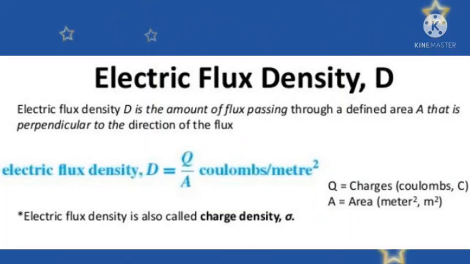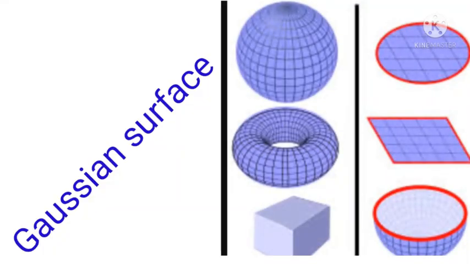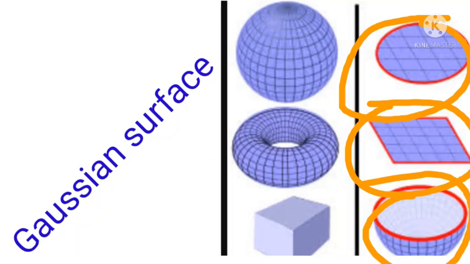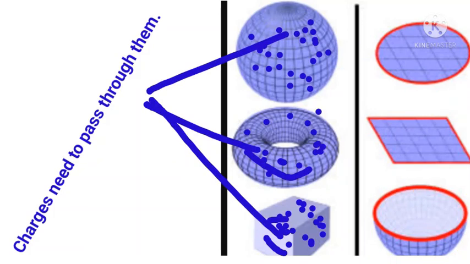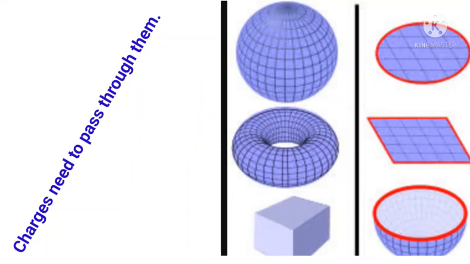Now let's come to another term known as Gaussian surface. Children, as you can see in this picture, we have a closed surface. Now, what is a closed surface basically? A surface where we cannot move from inside to outside without passing through the surface. This is a closed surface. So, children, an imaginary closed surface which is drawn around a charge is known as a Gaussian surface.